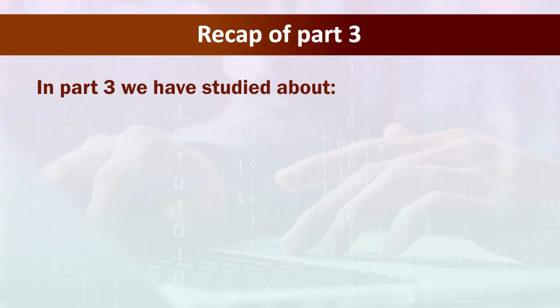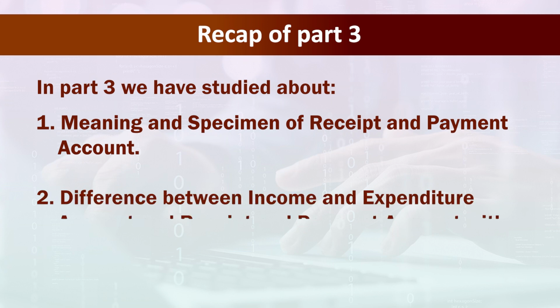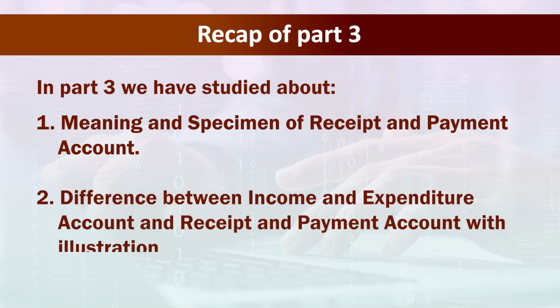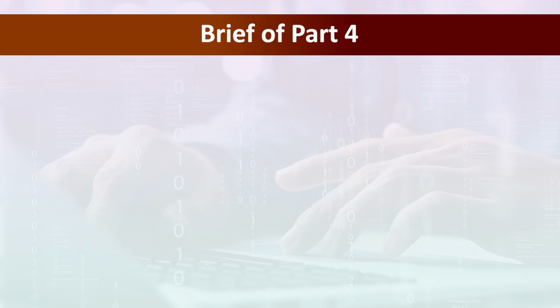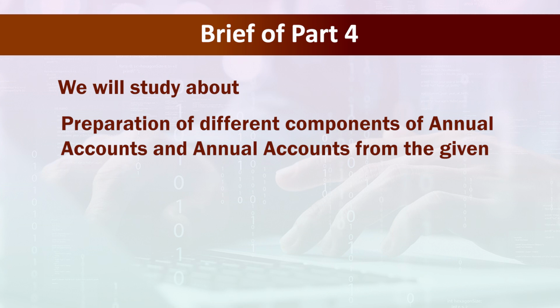In part 3, we have studied about 1. Meaning and specimen of receipt and payment account, 2. Difference between income and expenditure account and receipt and payment account with illustration. In part 4 of accounting for non-trading concerns, we will study the preparation of different components of annual accounts and annual accounts from the given different situations.